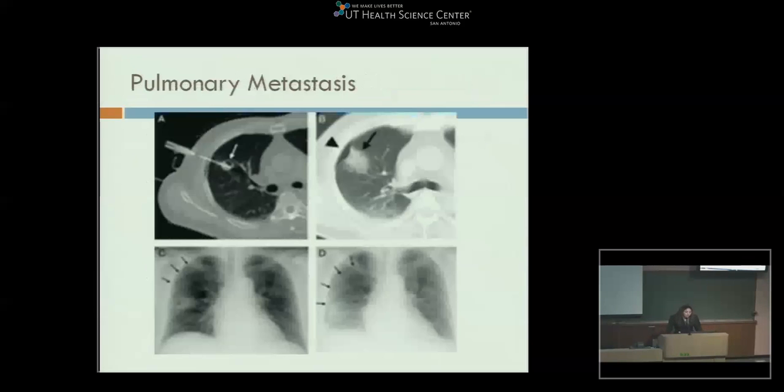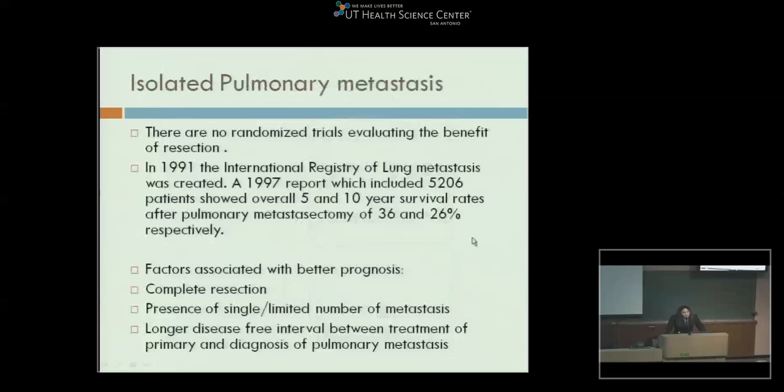Let's talk now about pulmonary metastases, as you can see here. In regards to pulmonary metastases, there's really no randomized trials at all evaluating the benefit of resection of pulmonary metastases. The ones that exist are not limited to colorectal cancer, but to any metastatic disease to the lung. In 1991, the International Registry of Lung Metastases was created, but this, like I said, includes every sort of metastatic disease to the lung, not only colon.